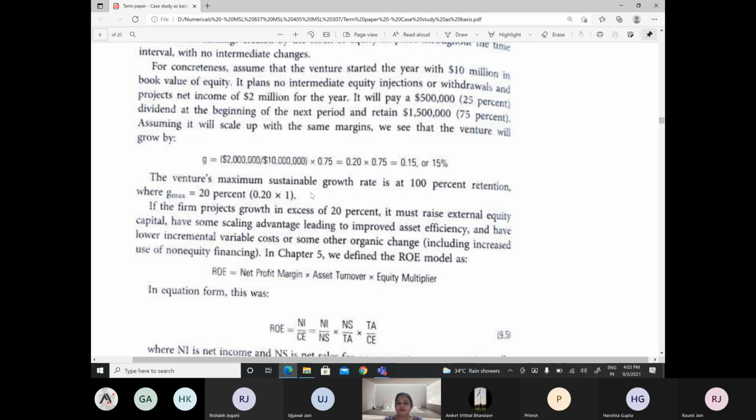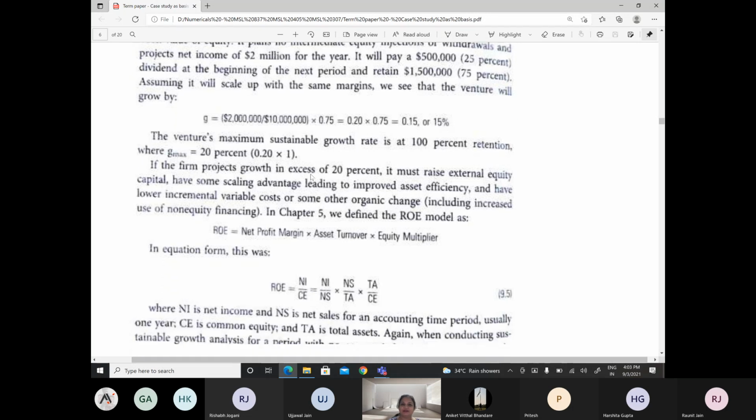The venture's maximum sustainable growth rate is at 100% retention, where G max would have been 20%. So naturally, if this 0.75 was 1, then the maximum sustainable growth rate that the venture could have had would have been 20%. Okay.